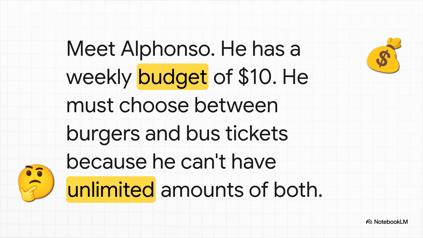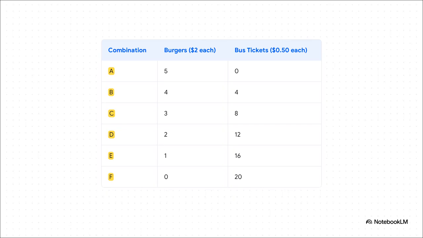He's got to choose. So check out this table. It lays out all of Alfonso's options. If he decides to go all in on burgers, that's combination A, he gets 5 of them, but he has $0 left for bus tickets. But look down at combination C. If he wants to take the bus 8 times, he has to give up 2 of those burgers. See the pattern? Every single choice he makes means giving something else up.